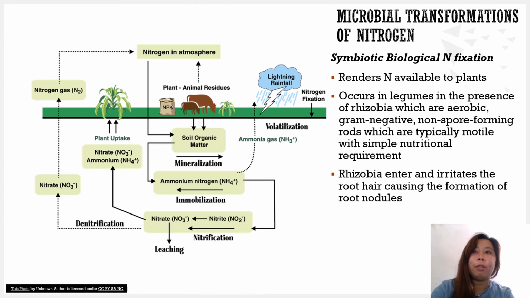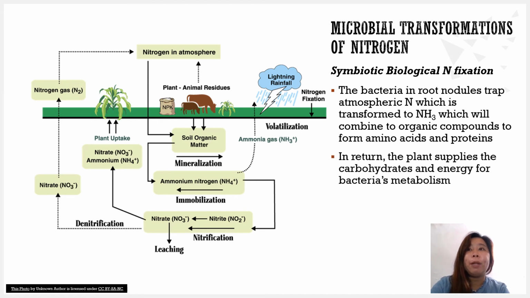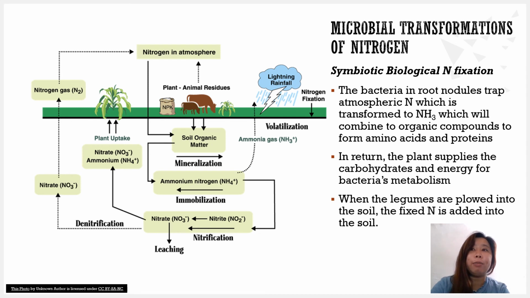Rhizobia enters the root hair of the plants, causing the formation of root nodules. The bacteria in root nodules trap atmospheric nitrogen, which is transformed to ammonia, and this will combine to organic compounds to form amino acids and proteins. In return, the plant supplies the carbohydrates and energy for the bacteria's metabolism. And then when the legumes are plowed into the soil, the fixed nitrogen is added into the soil.